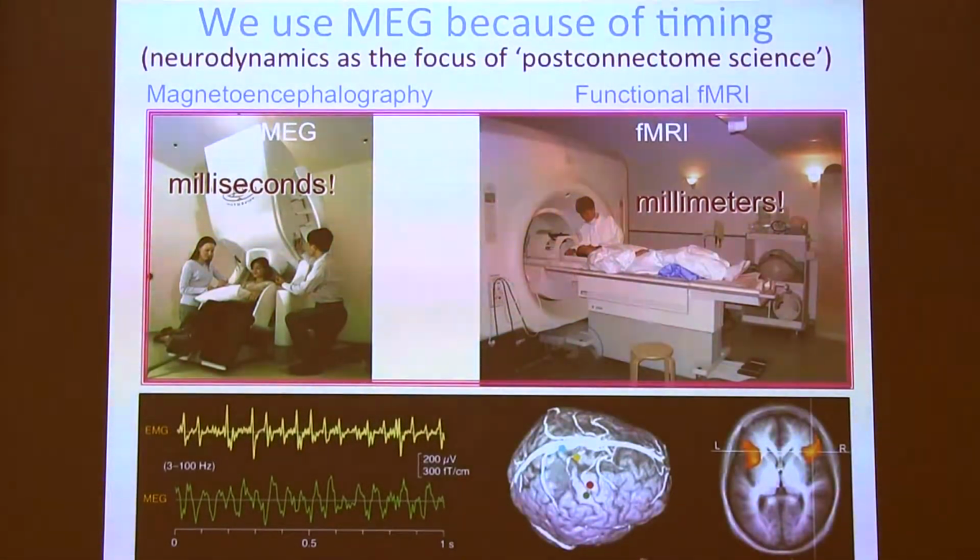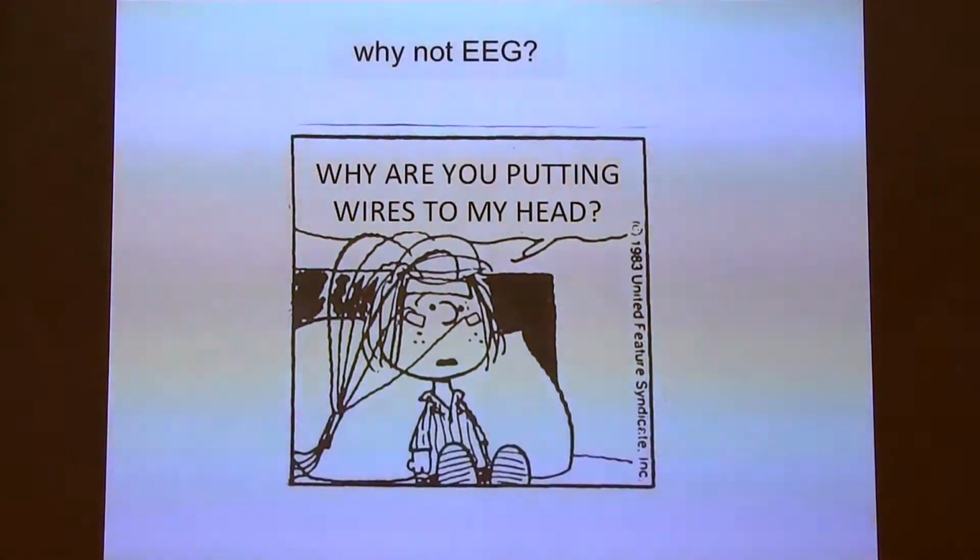We use MEG because of timing, and in the neuroscience community there is now discussion that neurodynamics is a focus of post-connectome science, when we already have quite a lot of data about the connectivity and anatomy of the brain. So we should also understand the multiple timescales of human brain function. Then we have already learned a lot about MEG, so why not do EEG? And we heard some answers for that; this is my answer.